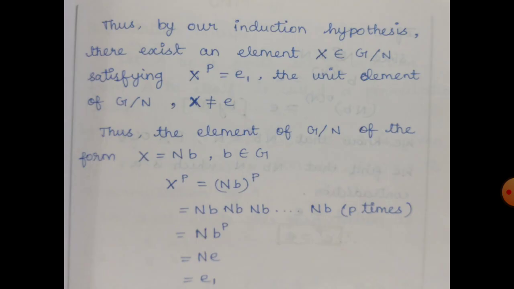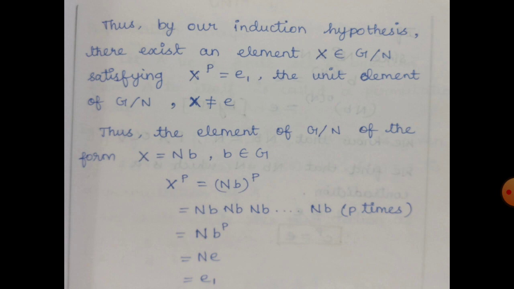Thus, by our induction hypothesis, there exists an element X belongs to G/N, satisfying X^p = E1, that is the unit element of G/N. So E1 is the unit element of G/N, and X is not equal to E1.